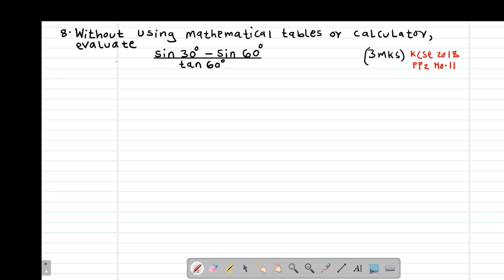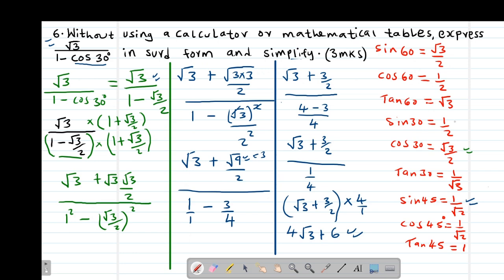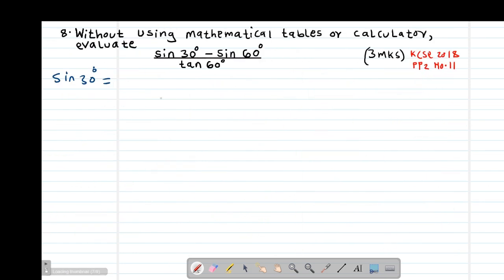So we are simply going to find the equivalence of whatever we are given. Let's find the value of sine 30 degrees. I can just refer, because I've already computed it. Sine 30 degrees was equal to a half.